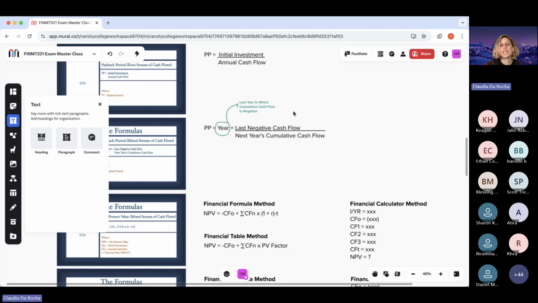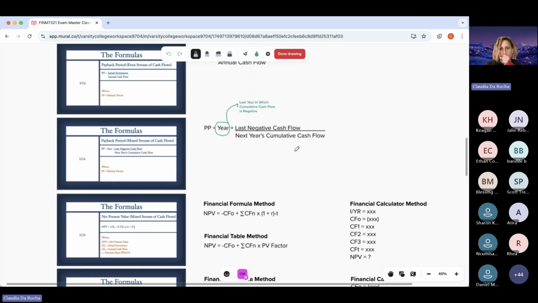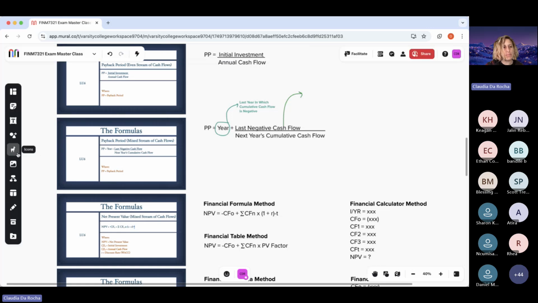Okay, so this will be last year in which your cumulative cash flow is negative. Then you've got your last negative cash flow. So in your table, you would have identified which is the year that this is from, that you have a last negative cash flow. And that is the value that you put here, but you put it as an absolute value. So when I say absolute, I'm saying that you note it as a positive number. So it needs to be an absolute number.